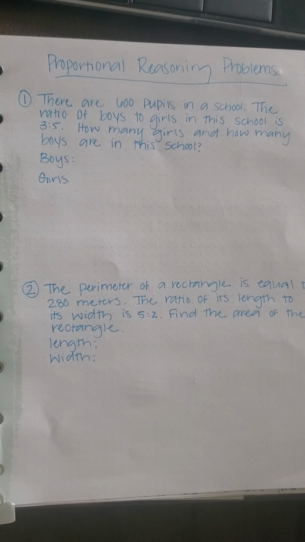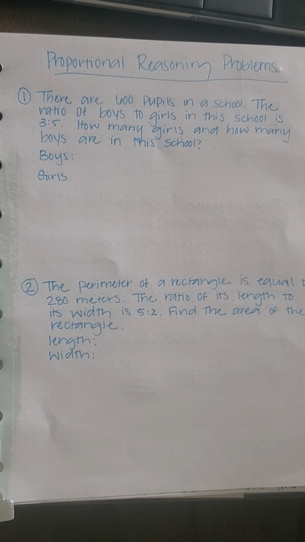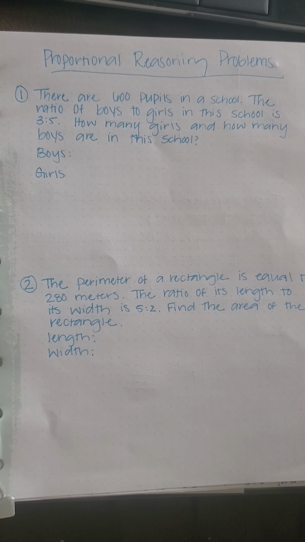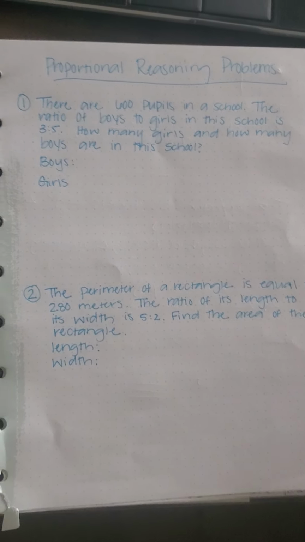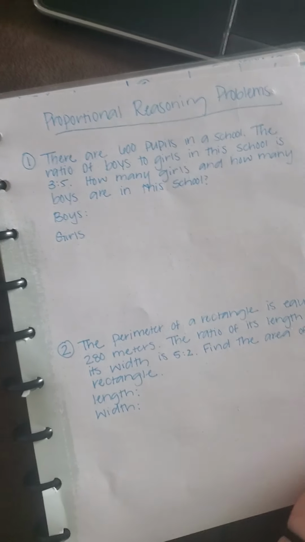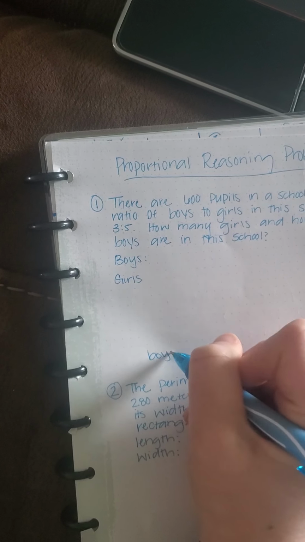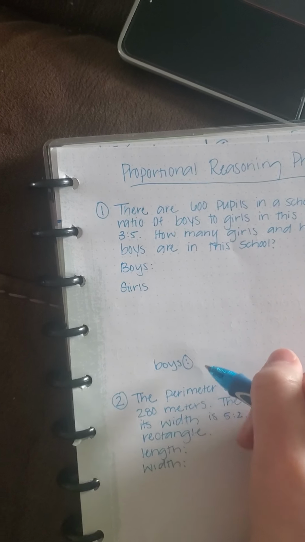Before we dive into our proportional reasoning problems today, let's do a quick review. Who can remind me what the definition of a ratio is? Very good. A ratio is a comparison of two quantities, and ratios can be written with the word "to" in between the values, or with the symbol. So if we are trying to find the ratio of boys to girls, we're going to say boys, which means 2, and then girls.